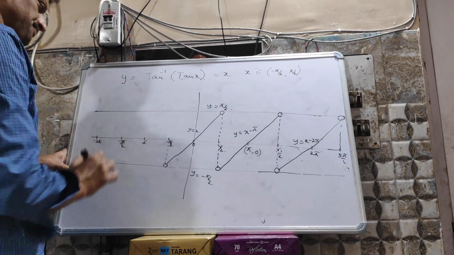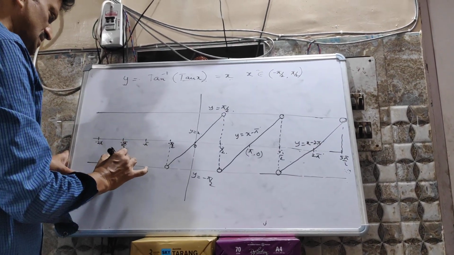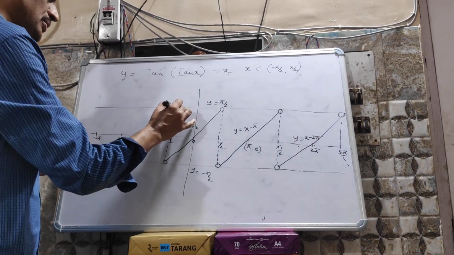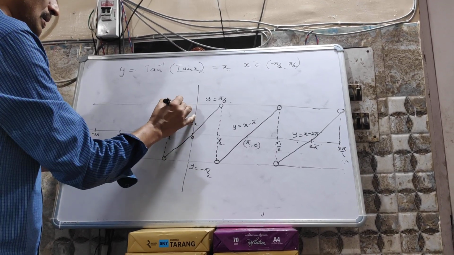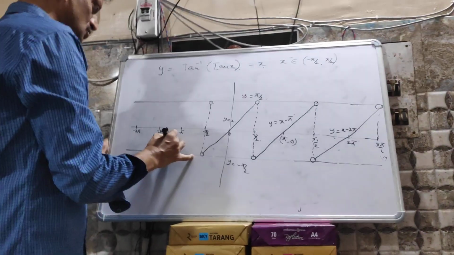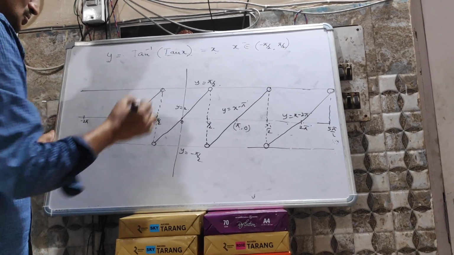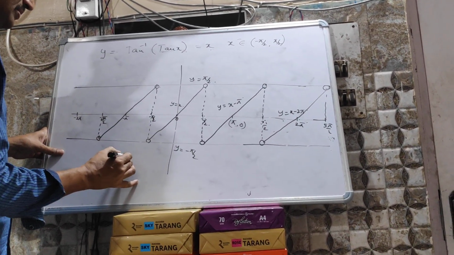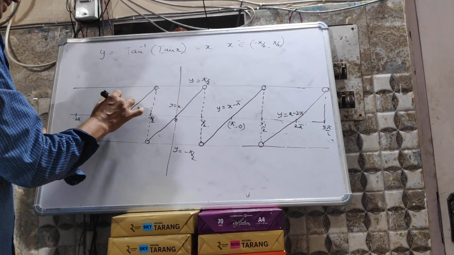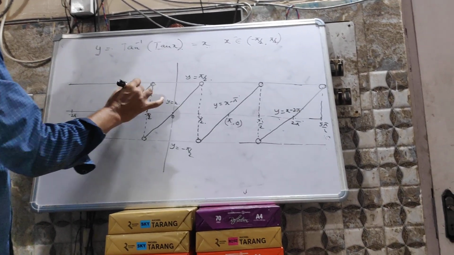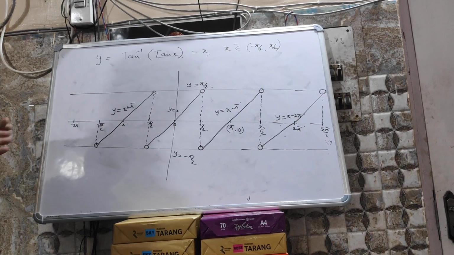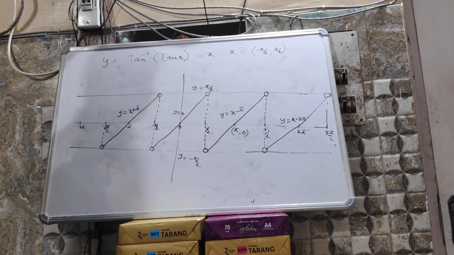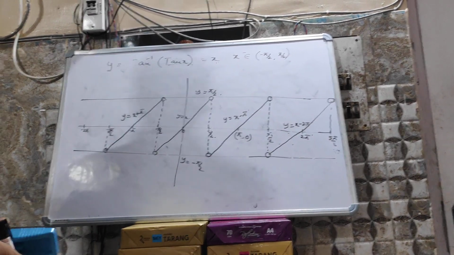Okay. Minus 3 pi by 2 to minus pi by 2, this way you can join. So what is this one? Its slope is +1, so y equal to x plus pi. Like this you can draw as many lines as possible. So this is the graph of tan inverse tan x.